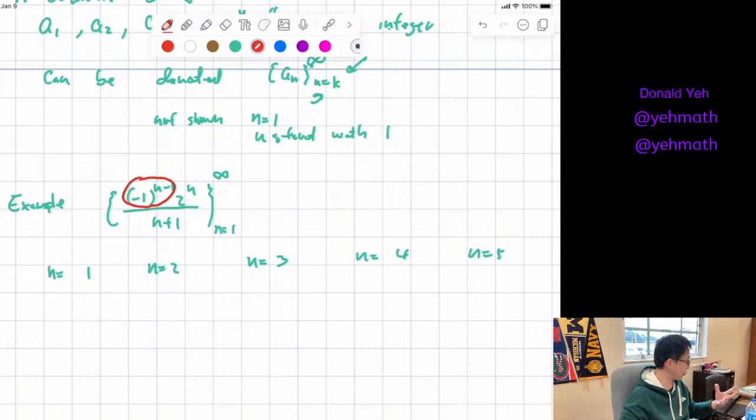And you can decide whether your first term is negative or positive by using either -1 to the n, or -1 to the n plus 1, or n minus 1. So you can decide what you're going to start with. Usually you want -1 to the n if the first term is negative, or -1 to the n plus 1 if you want the second term to be negative. So your first term will be positive, second term will be negative.